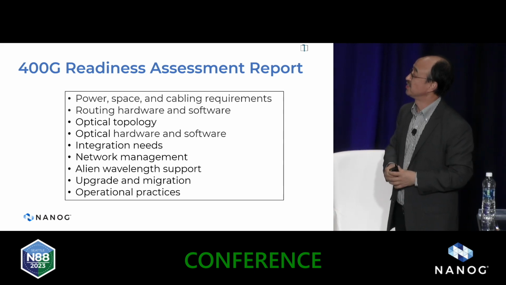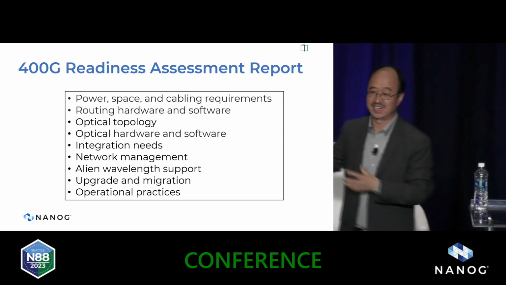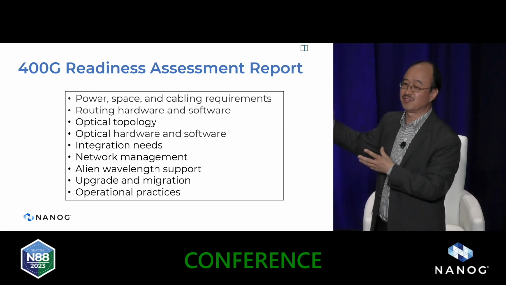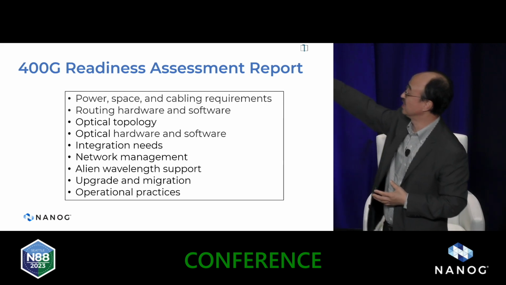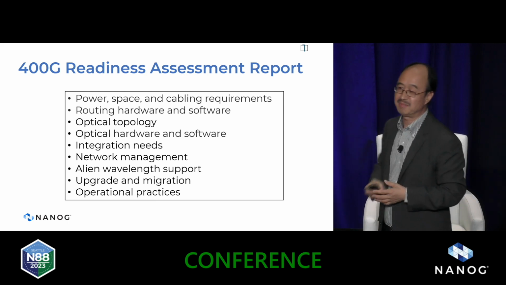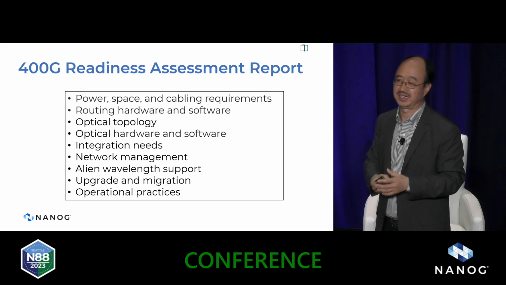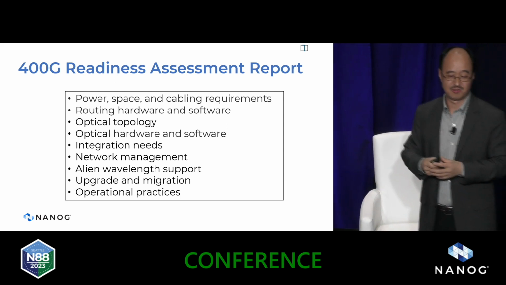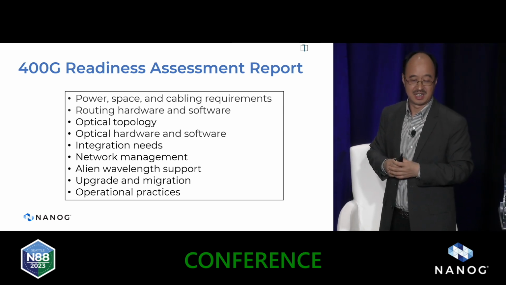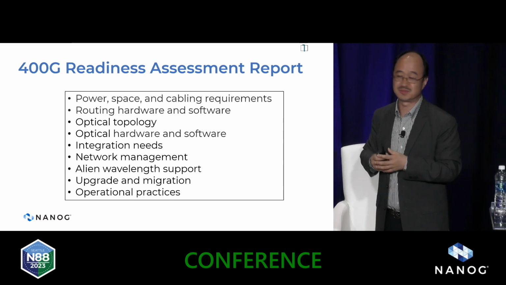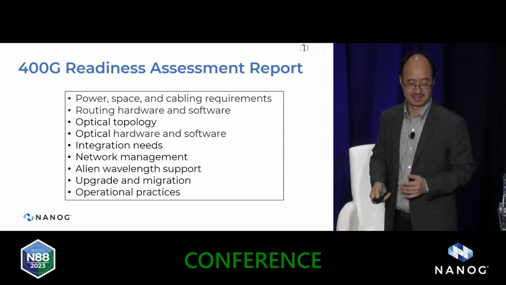Here are some of the things that we want to document before we move forward so that we understand if there are gaps, if there are any things that we need to take action on. I'm not going to read through them, but some of the key things, for example, power, space, cabling, because you may redesign your central office or data center for those new insertions. The hardware and software, of course, optical topology, optical line system, hardware, software, and some of the other parameters that you may need to think about.